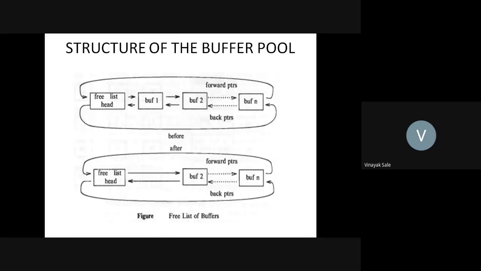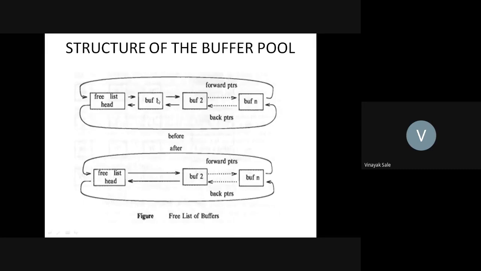Then what is the buffer pool? Suppose this is the free list. See the figure first. This figure is the free list, which is a circular linked list of buffer 1, buffer 2, buffer 3 up to buffer n, connected circularly by forward as well as backward pointers, that is, a doubly circular linked list.